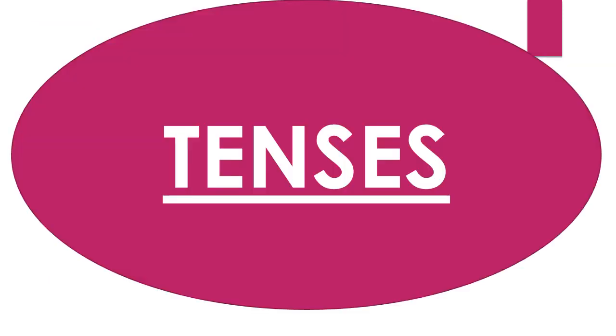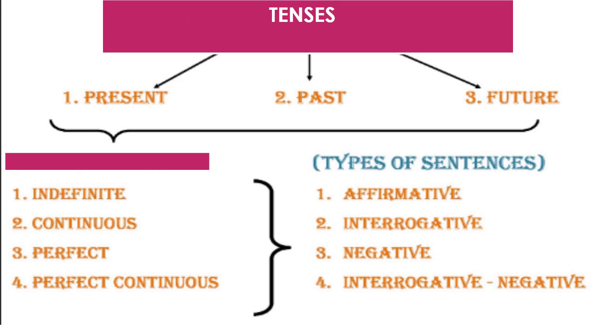So the first topic is tenses. So let us start. There are mainly three kinds of tenses: present, past and future.